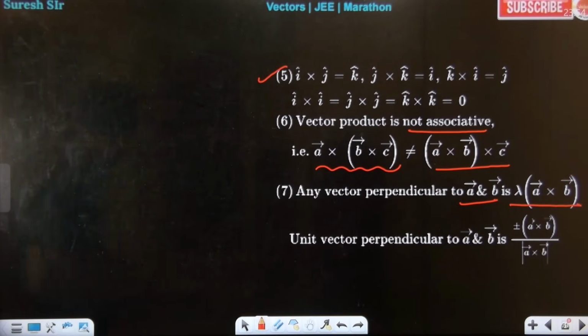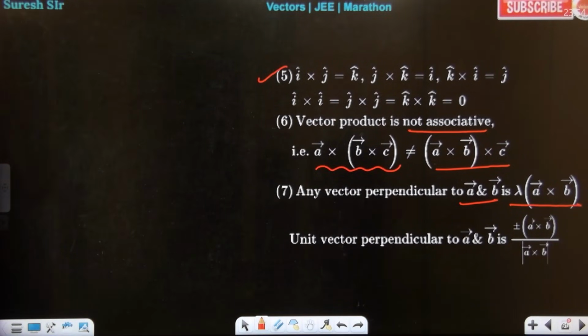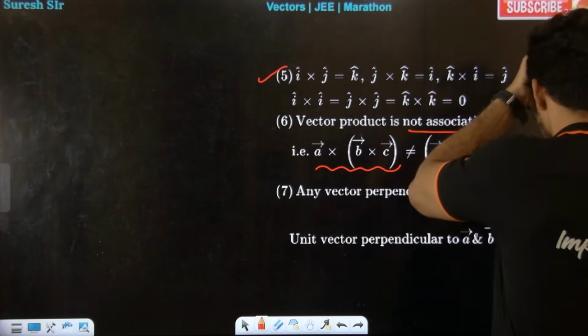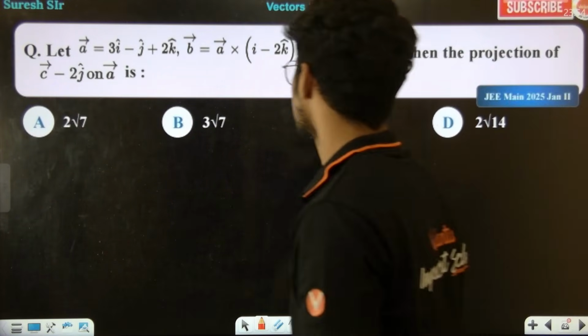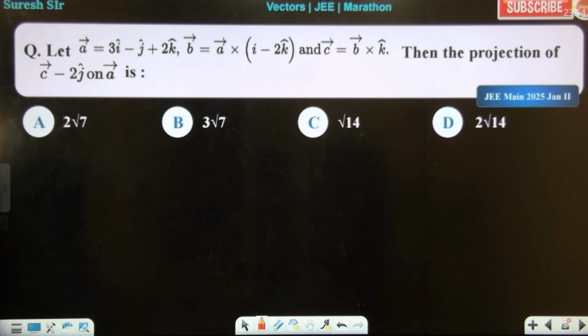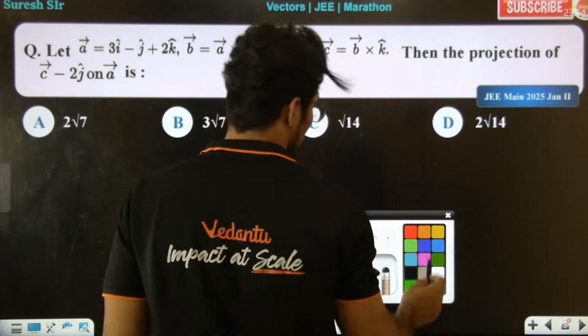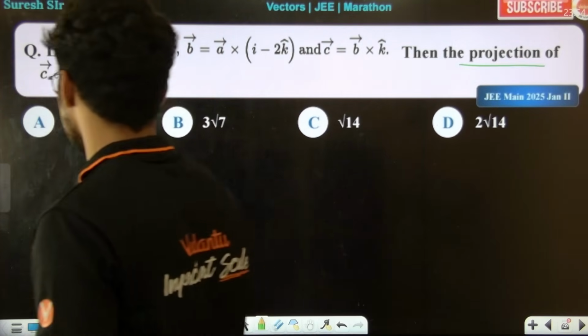Any doubts? Any doubts? See, these are the simple properties you all have to remember. Next, now we'll see one question based on this. A simple question again. Again, the concept is based on projection only, but cross product is involved.